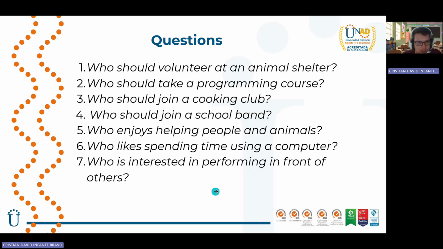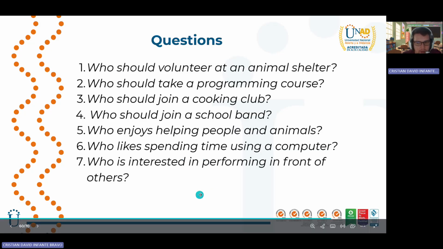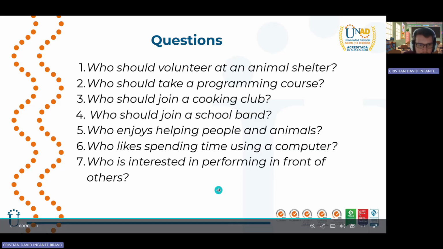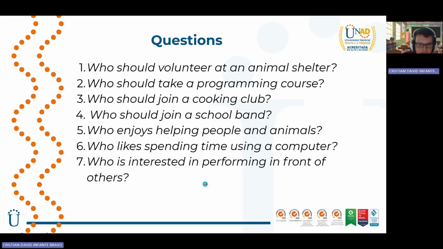And the first activity is read all the questions. The first question is who should volunteer at animal shelter? Second, who should take a programming course? Number three, who should join a cooking club? Number four, who should join a school band? Number five, who enjoys helping people and animals? Six, who likes spending time using computer? Number seven, who is interested in performing in front of others?